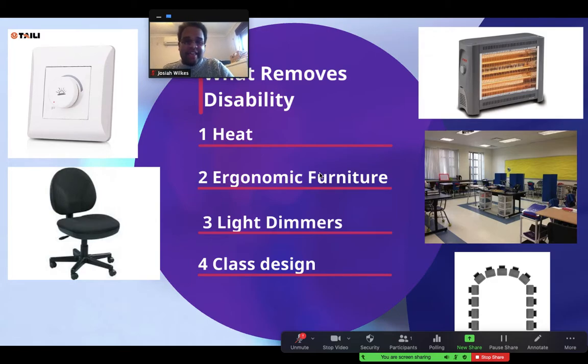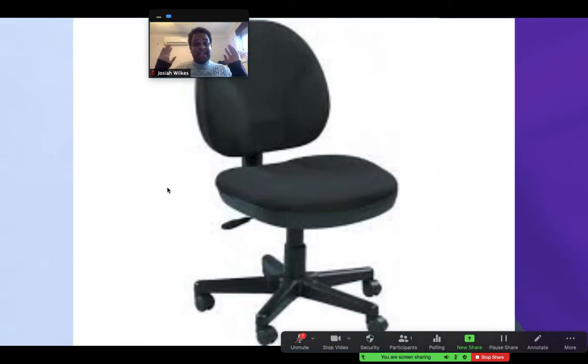Another thing that enables or removes my disability is ergonomic furniture. I love chairs that have a high back, chairs that are comfortable. I also really love chairs that have wheels on them because sometimes I just don't want to have to stand up and move around because it's painful and it's hard.